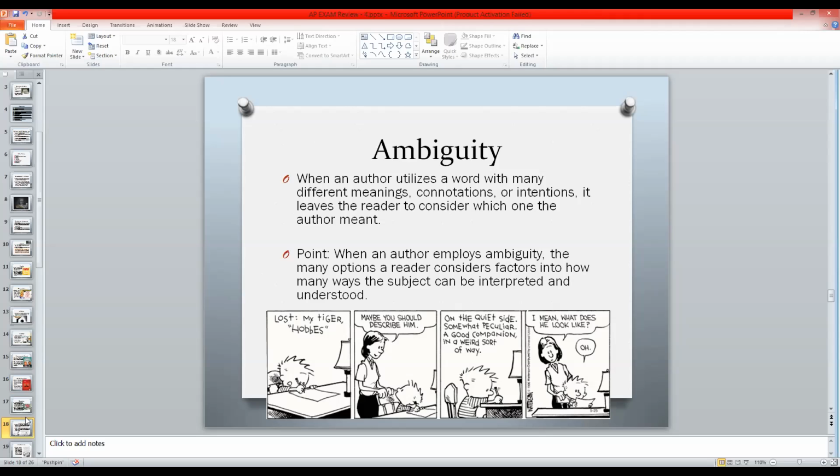In a comic strip example, Calvin over here says, lost my tiger Hobbs, and his mom says, maybe you should describe him.